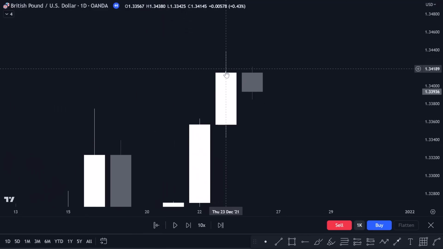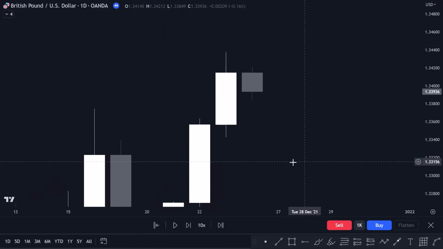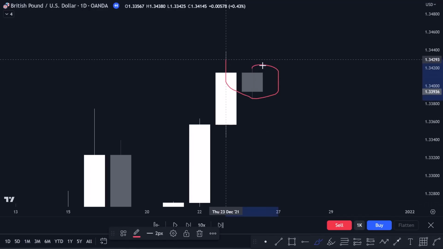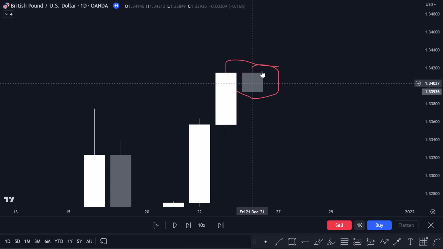There was a small retracement on Thursday, but there is a deeper retracement on Friday right here. That's what we are looking for. We are looking inside Friday for a short position.